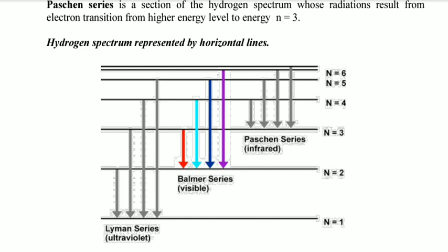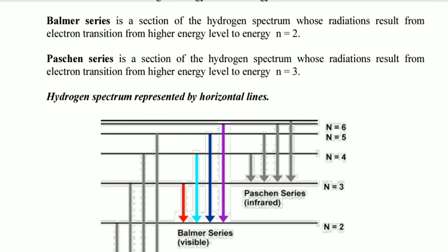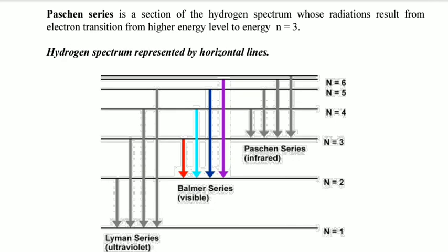Electron must fall from n of the high energy level to the first energy level. This is the Lyman series. Then in Balmer, the electron must fall from a high energy level to the second energy level. The section of the hydrogen spectrum whose radiation results from electron transition from a higher energy level to energy level n=2 is the Balmer series.